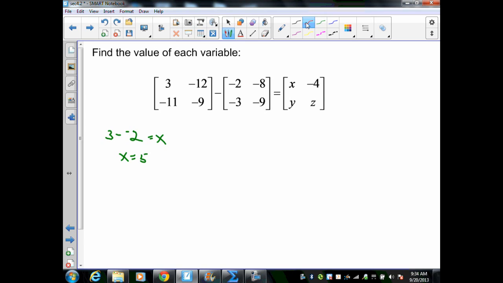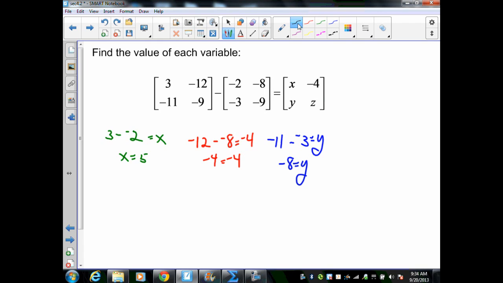Next, I can verify the value of a negative 4. That's going to give me a negative 12 minus a negative 8 equals a negative 4. And that turns out to be true. -4 does equal a -4. Now I need to find the value of y. That's going to be a -11 minus a -3. The value of y is going to be a -11 plus 3, which is a -8.